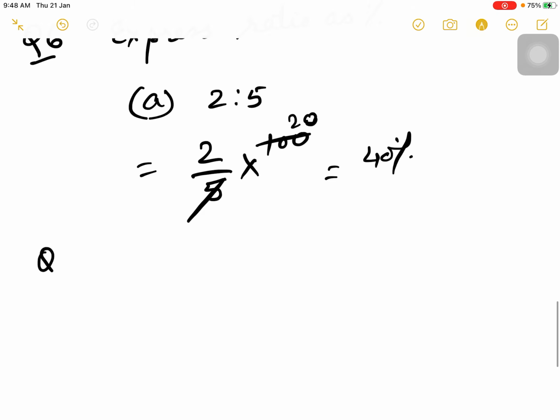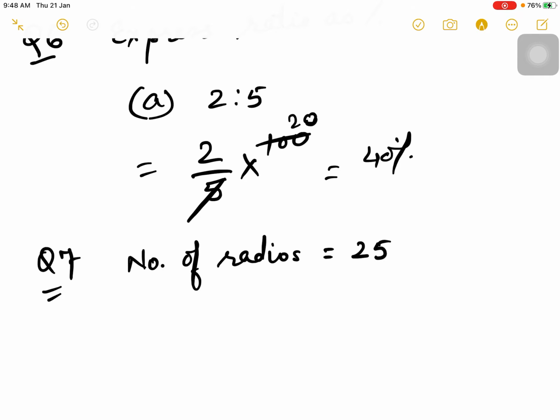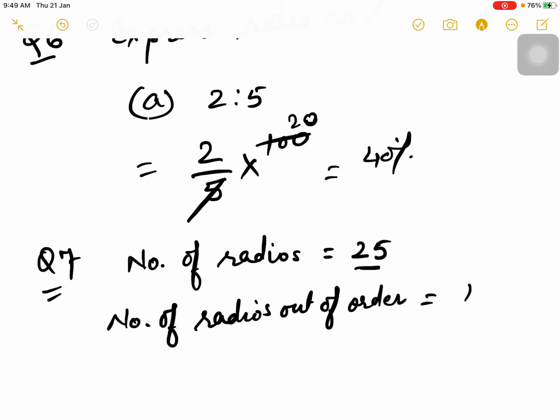So convert it into fraction first of all, then convert it into percent. Now question number 7. There are 25 radios. So number of radios have been given. Number of radios are 25. Okay, 16 of them are out of order. 16 of them means 16 out of 25 are out of order, they are not working. Number of radios out of order, how many are there? The number is 16.